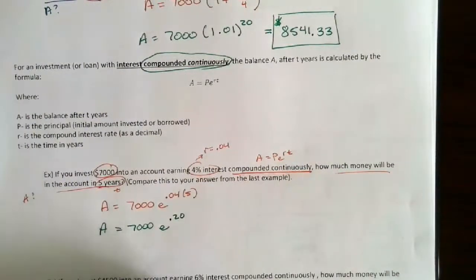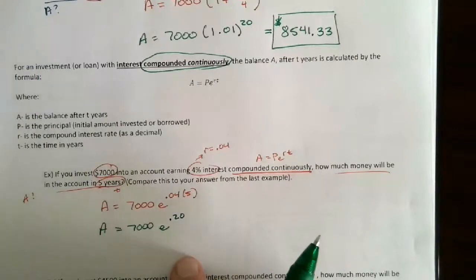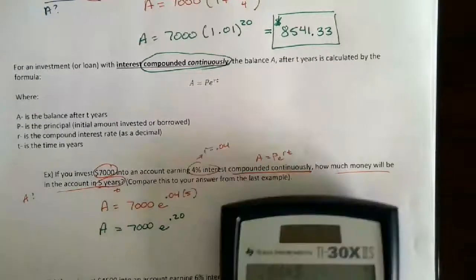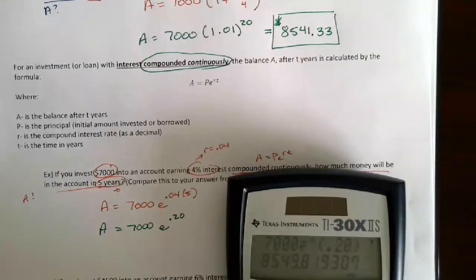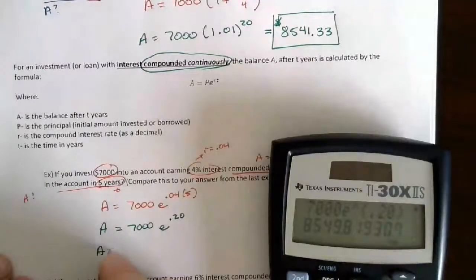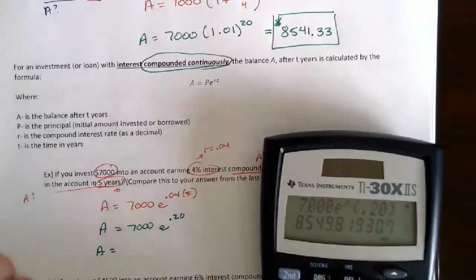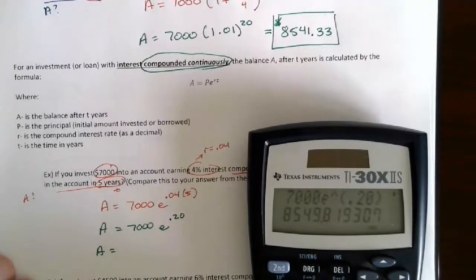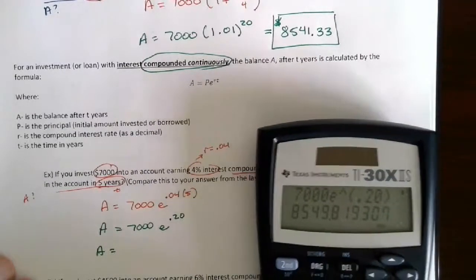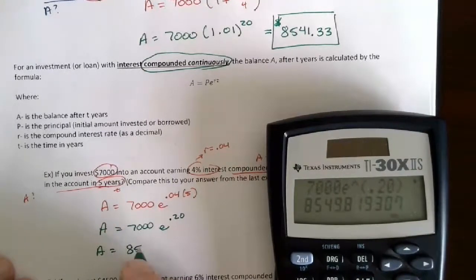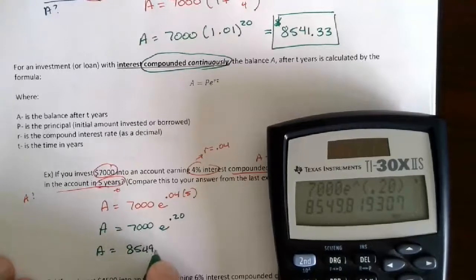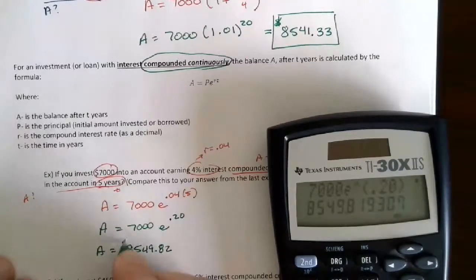And then to evaluate this, if you have a calculator that displays everything on the screen, you can write it as you see it. So you could say 7,000 and then e, right? So times e to the 0.20, close that parenthesis, and you end up with the amount is, remember this is money, so I have 8,549.81, and the 9 after it rounds it up to a 2. Remember, 2 decimal places for money, so it'd be 8,549.82, and this is in dollars.